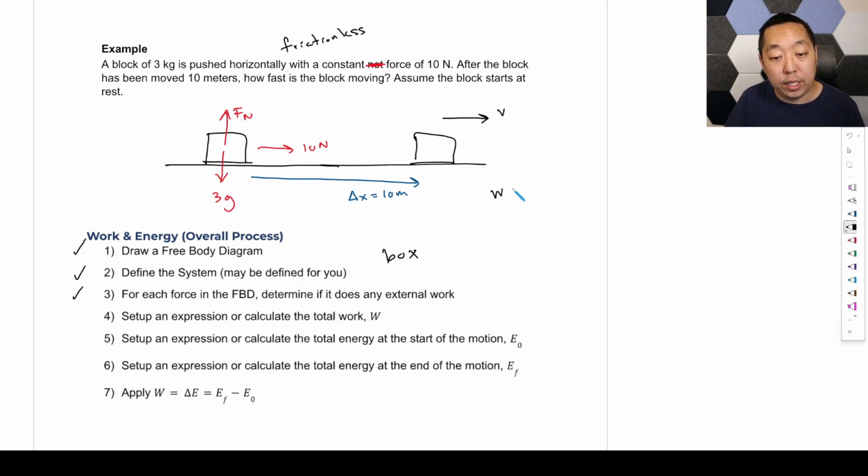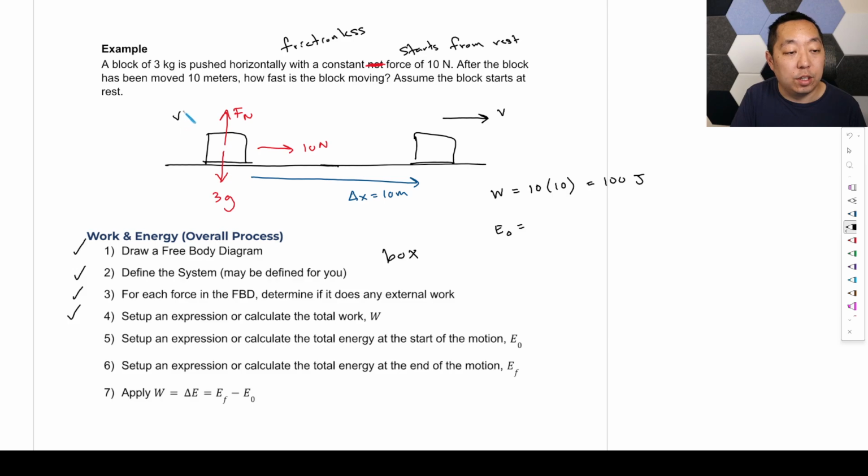So our work calculation is going to be, because they're both pointing to the right, they're both positive quantities, 10 times 10, and they're parallel, so that's going to be 100 joules of work. Let's calculate the kinetic energy at the start. The block starts from rest. Clearly, I didn't put enough information in this question, so the velocity here is 0.